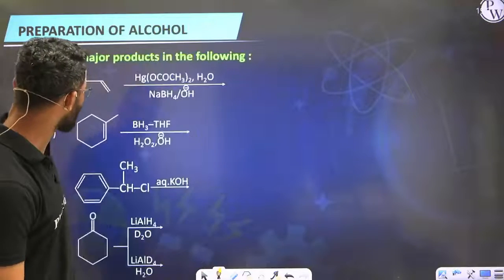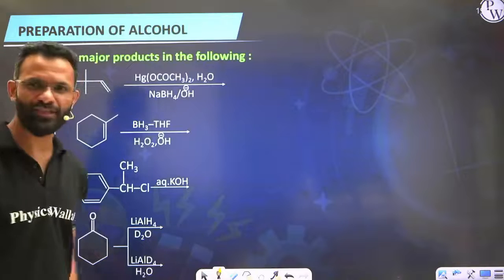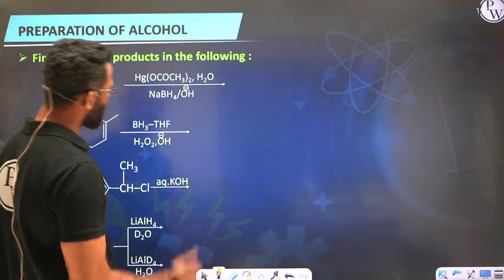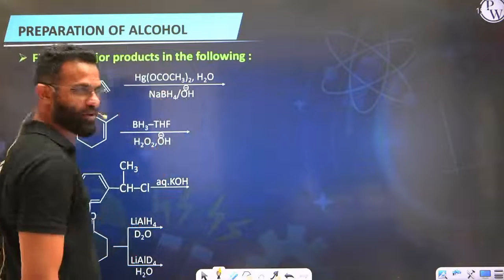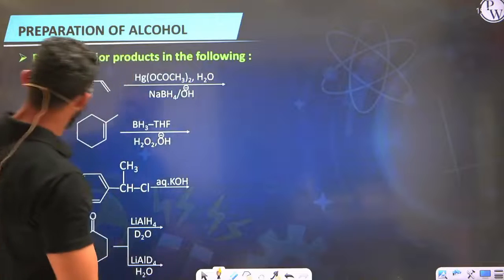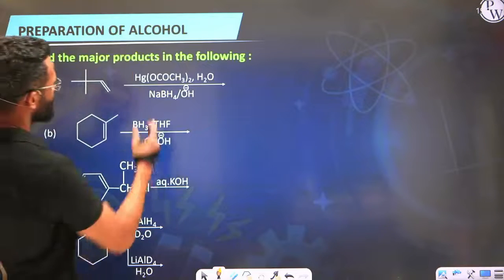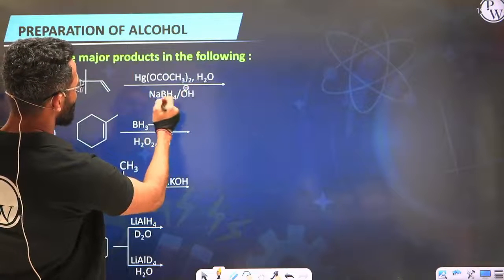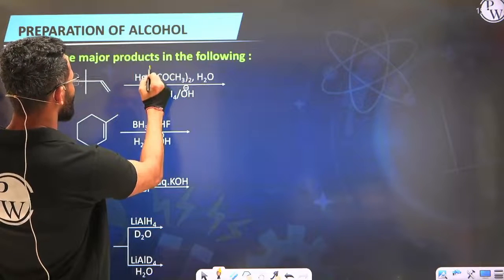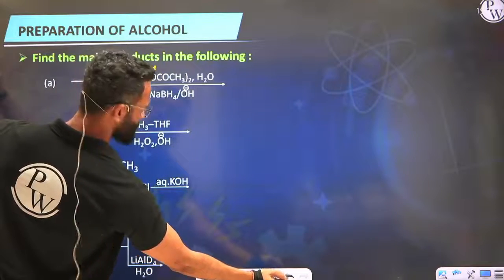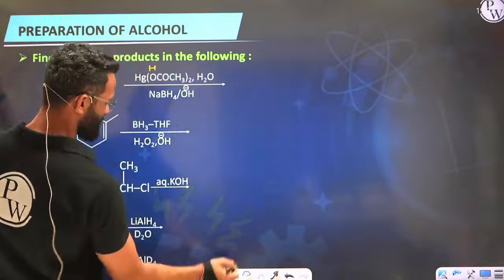Now guys, proceeding further with some questions just to revise what we have studied. Using all the tricks that we have done, I want you guys to use them here and try to solve it. Okay, shall we proceed, everyone? All right, so what reagent do you see? Mercuric acetate, water followed by sodium borohydride. So this is certainly not HBO. Oxymercuration, demercuration.